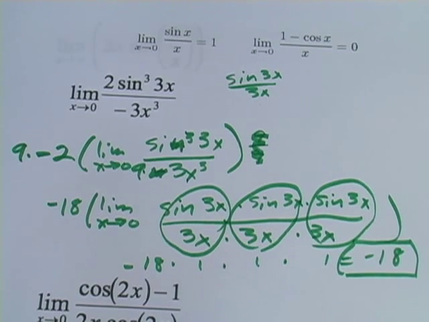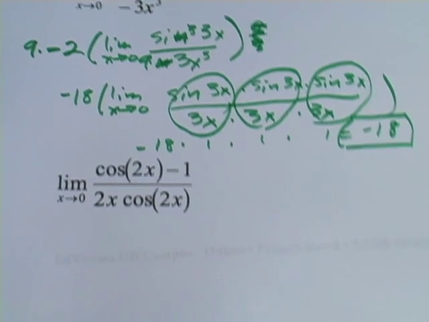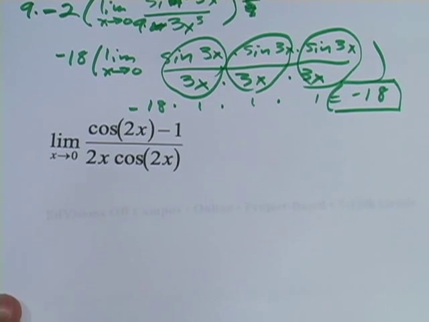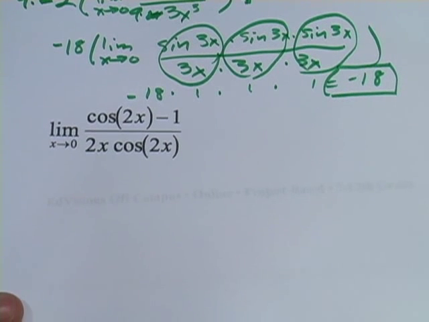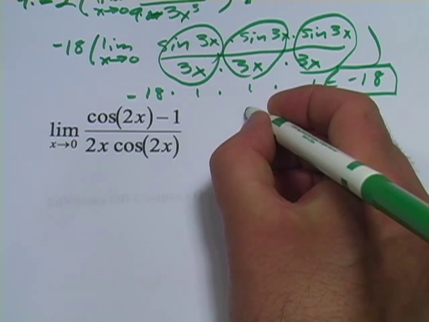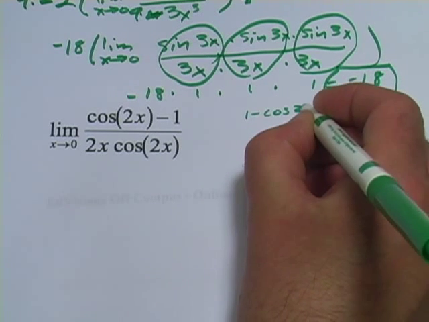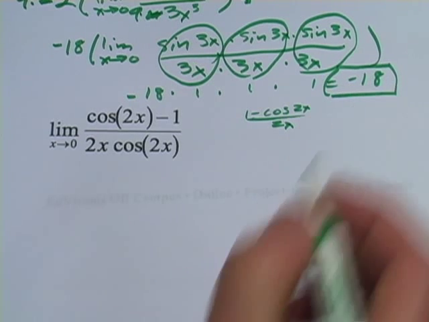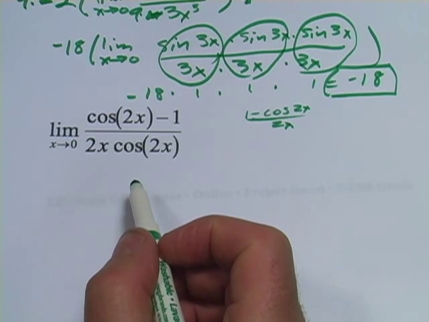All right, let's try one with the cosine here. And remember, we're trying to find things in the form of 1 minus the cosine of x over x. Or in this case, since we were dealing with the cosine of 2x, we would look for 1 minus the cosine of 2x over 2x. We don't exactly have that up here.